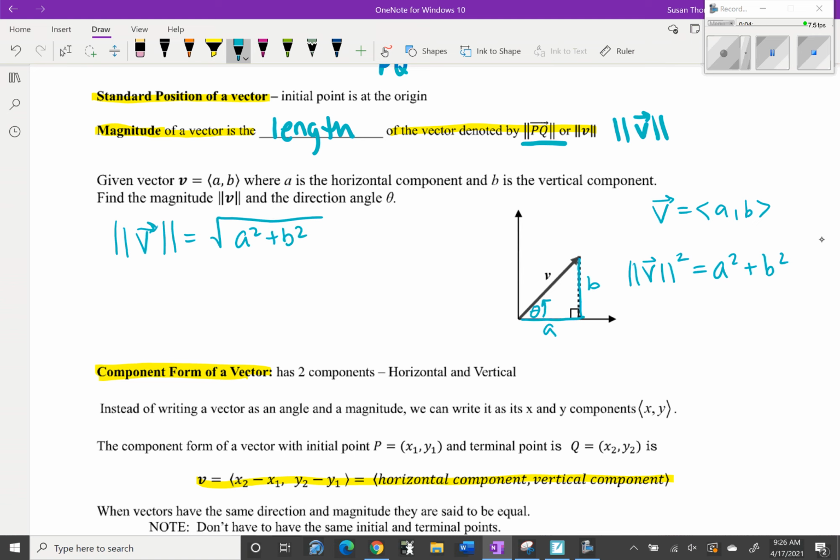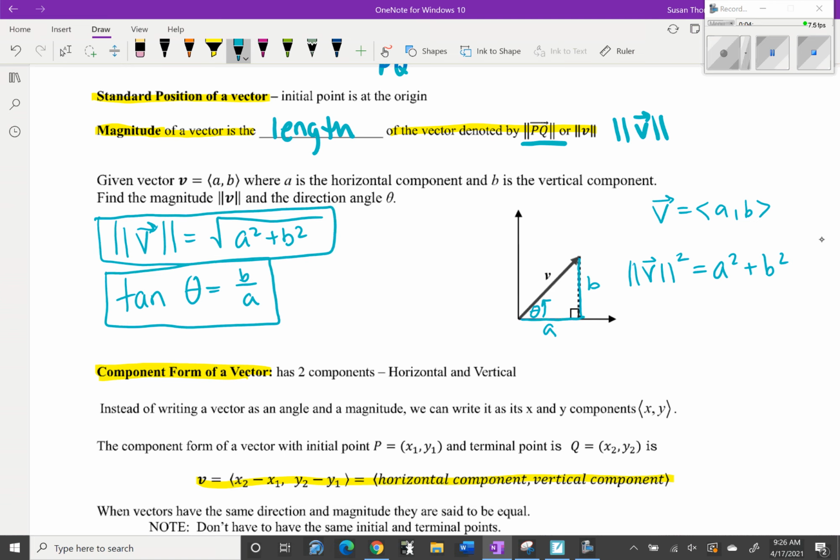And if I want to find the angle theta, because I'm given the component forms a and b, I'm going to use those in order to help me find the angle. So this is a right triangle, so we can use our right triangle trig. If we have opposite and adjacent, we know we can use tangent. So the tangent of theta is equal to b over a, which gives us the direction. So we need to know both those formulas.